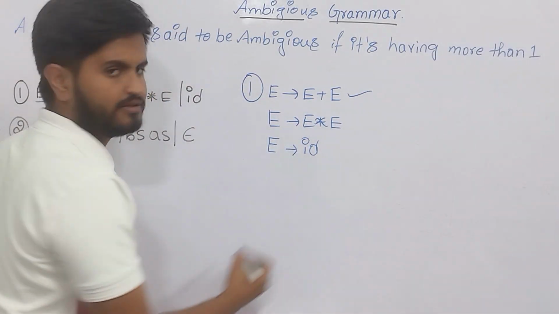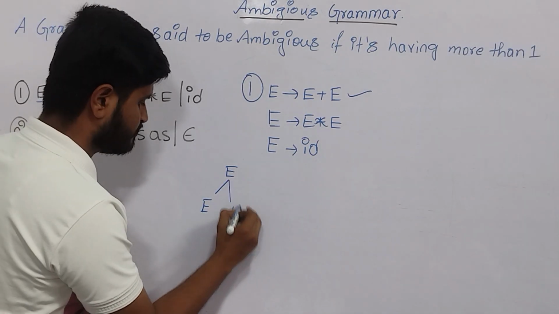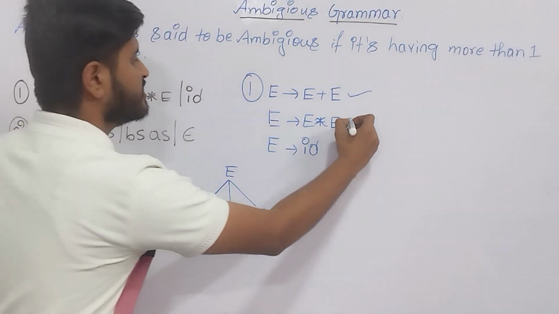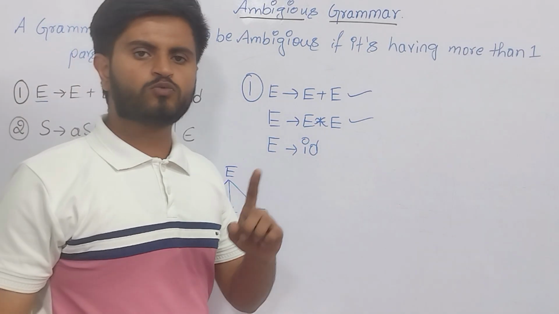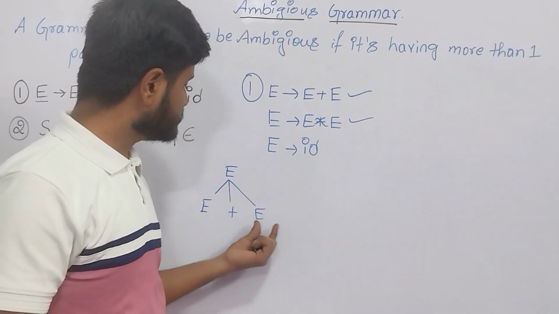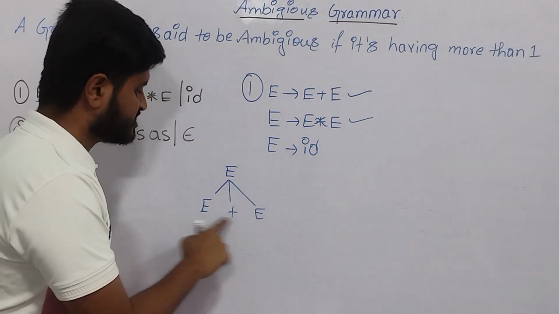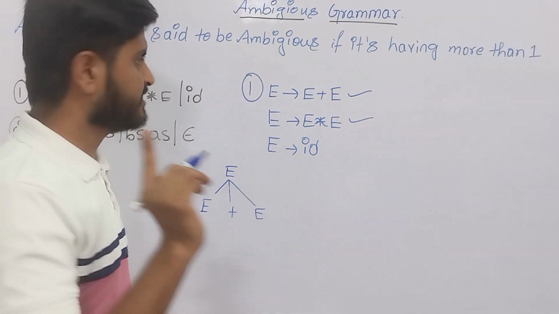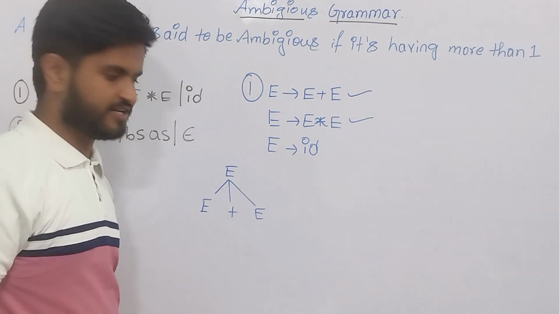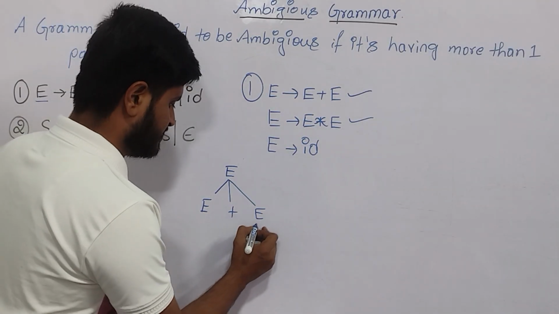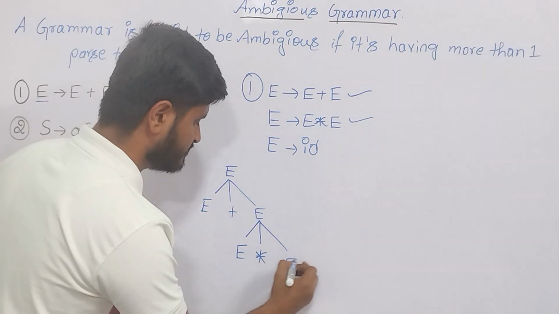First I will consider E producing E plus E. Next, E producing E star E. Remember one thing: you can only expand the tree using the capital letters. You can't use the operators to expand the tree. Now for E producing E star E, you can use this E or this E to expand the tree. Let me use this E, so it will be E star E.